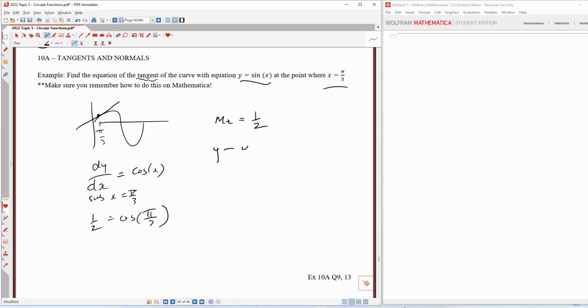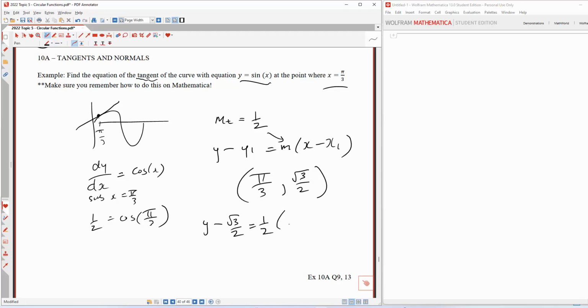Now what we're going to use is this formula here, y take y1 equals m, x take x1. So recall that we need the gradient and we need 1 point. So the point we're going to use is pi on 3, and then we're going to pop pi on 3 in to find out what the original y value is. So that's the sine of pi on 3, which, knowing your exact values, is root 3 on 2. Alright, so let's go y take root 3 on 2 equals m, which is a half, x take pi on 3.